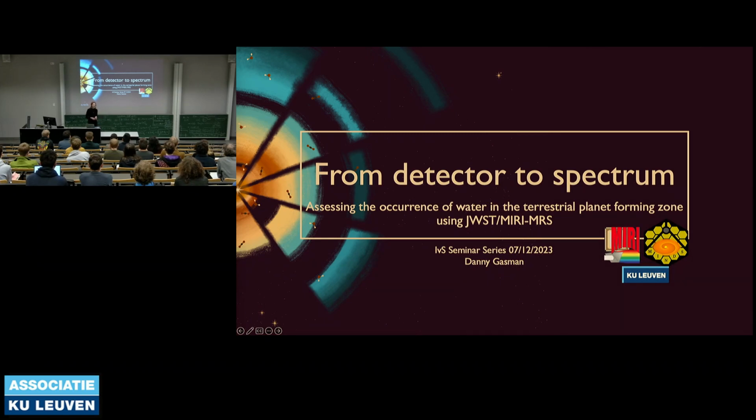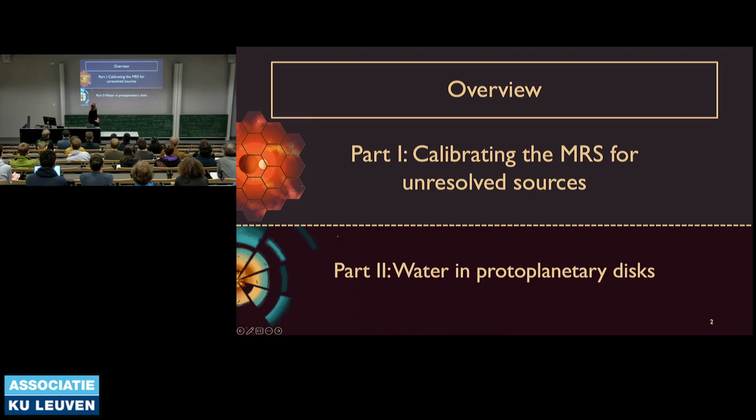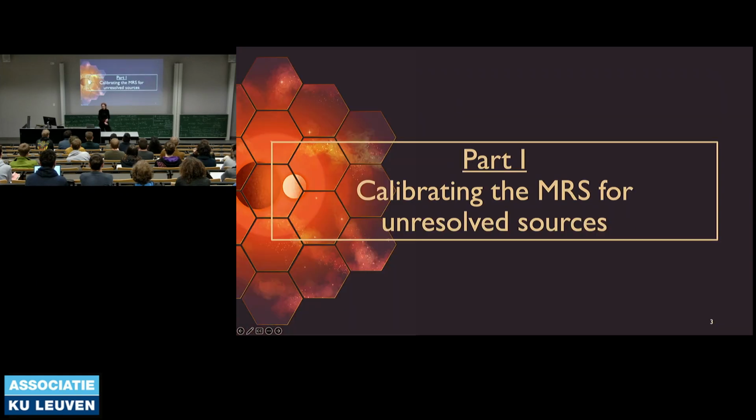So as Andrew said, I'll be talking about the JWST instrument MIRI, going from the detector effects and how to calibrate these, and then going to spectra and talking a little bit about protoplanetary disks, which means that this is a seminar in two parts. I will be talking about the calibration of the MRS specifically for unresolved sources, and then a little bit about water in protoplanetary disks. So let's start with the first part.